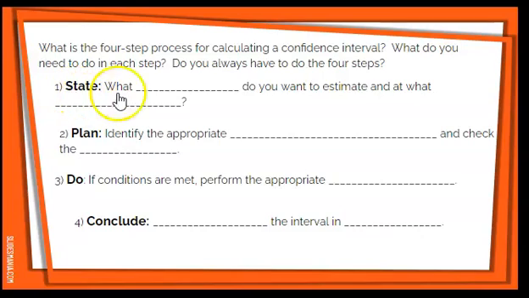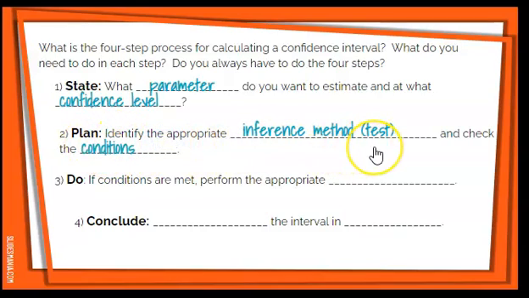The first step is to state, and you're looking at what parameter do you want to estimate and at what confidence level. Okay, so when you define the parameter, make sure you put it in context. Don't just say proportion. Proportion of what? Be very specific.